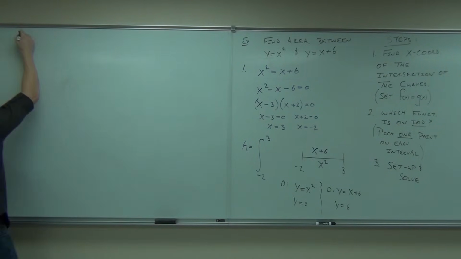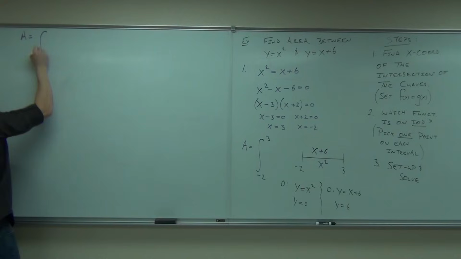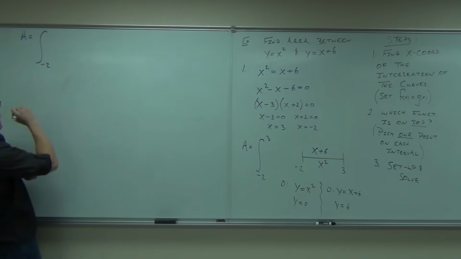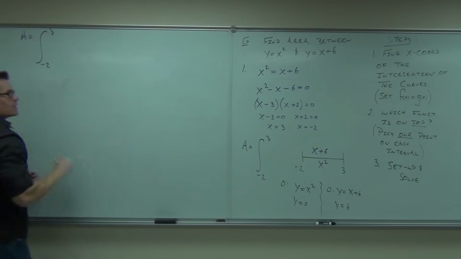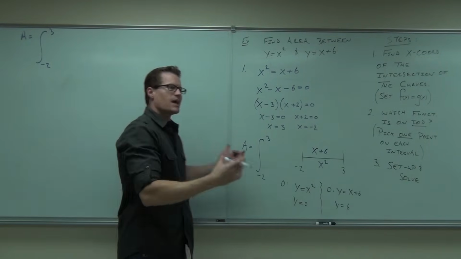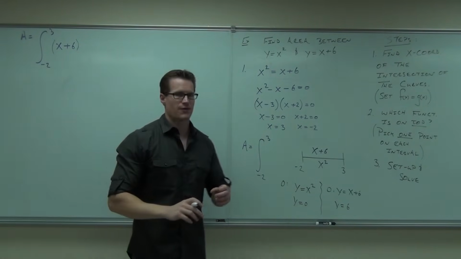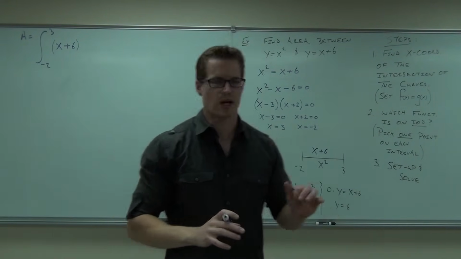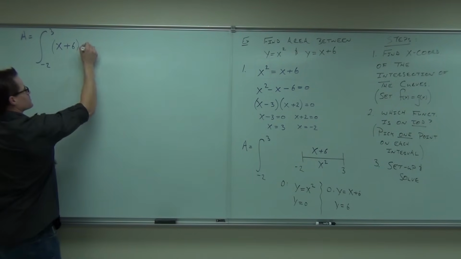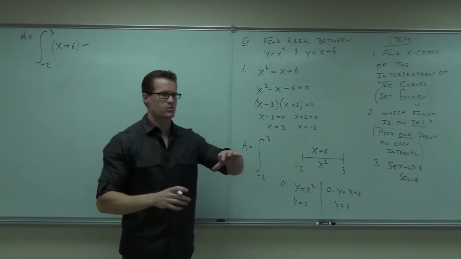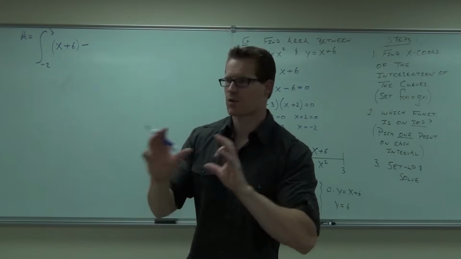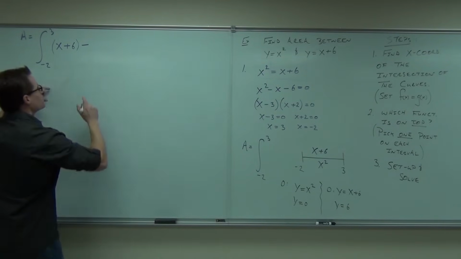Okay, so our area, we already knew that it's going from -2 to 3. We now know which function's on the top. It's the x plus 6, so that's going to go first. I'm going to get in the habit of putting parentheses around it. That way, if I have to distribute anything, I know my signs are correct. Minus, not plus, but minus. We're subtracting big area minus small area. If we know what's on top, then that's set up perfectly for us. Minus what now?